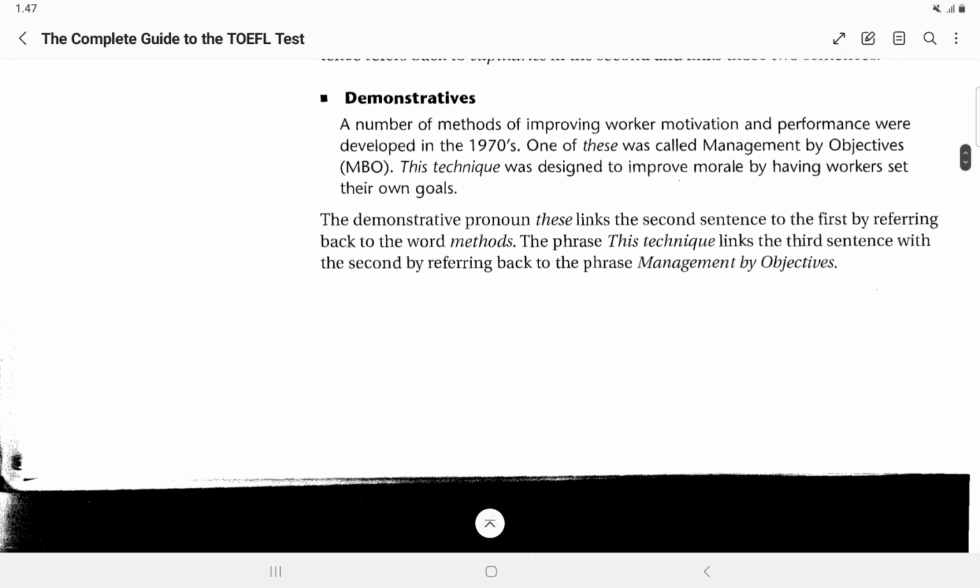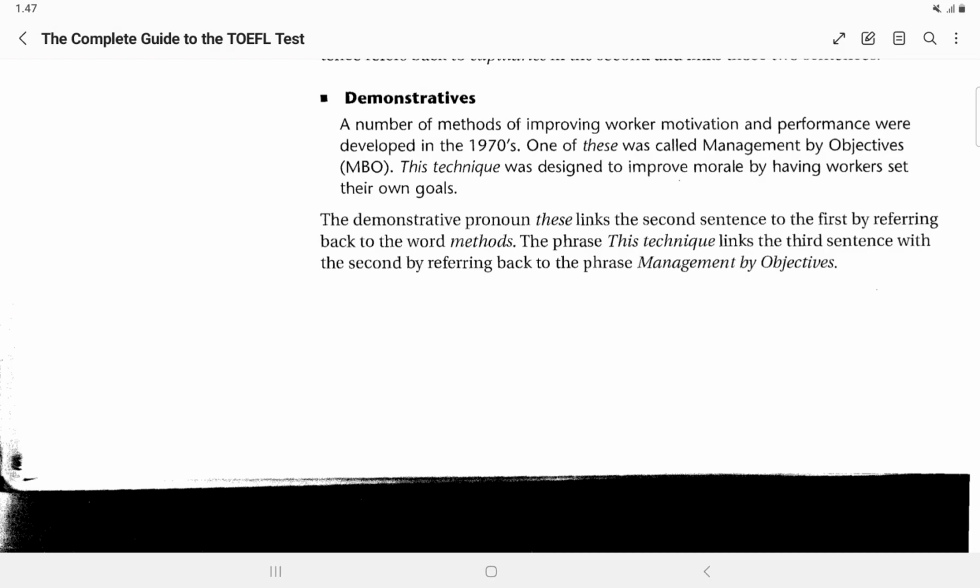Okay, demonstratives. A number of methods of improving worker motivation and performance were developed in the 1970s. Ada banyak metode untuk meningkatkan motivasi dan performa pekerja dikembangkan di tahun 1970-an. One of these was called Management by Objectives, MBO. This technique was designed to improve morale by having workers set their own goals.